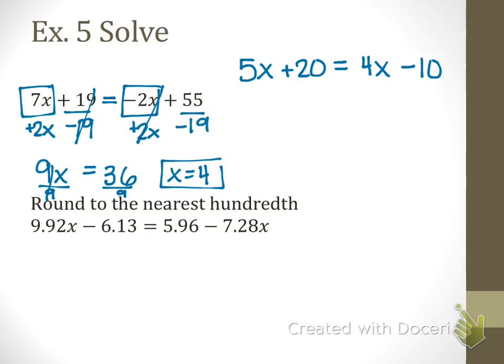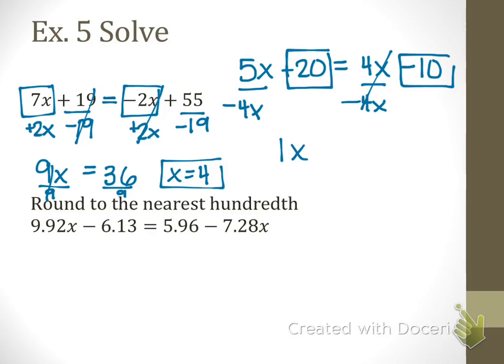Okay, Devin, tell me, what are my like terms here? 5x and 4x and 20 and -10. Perfect. Okay? So I need to get them on the same side. So, Danielle, what did you do first? Subtract 4x. Perfect. Subtract 4x, which cancels out. And I subtract 4x here. 5 minus 4 is 1.